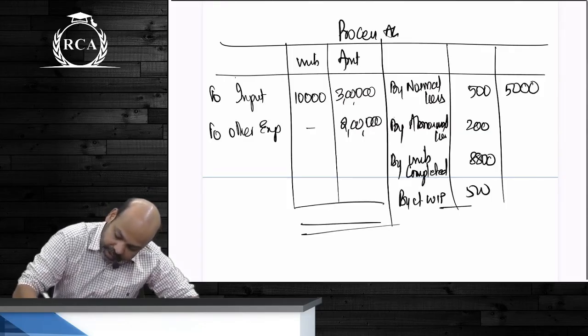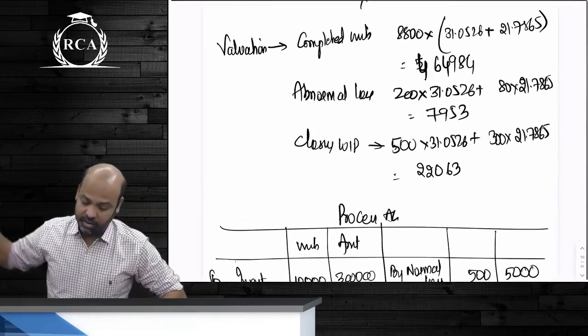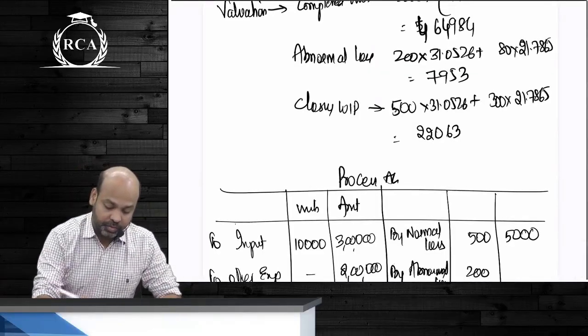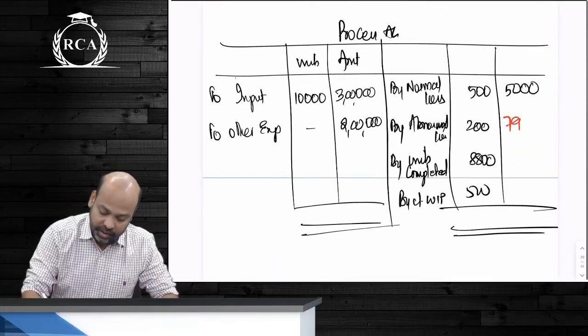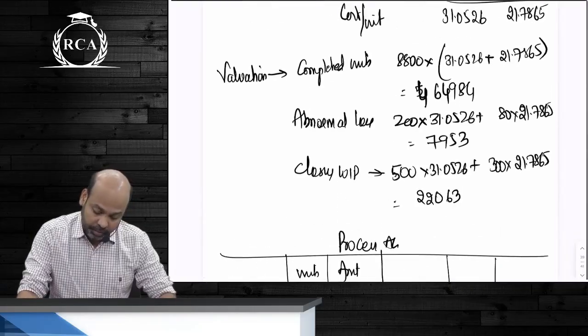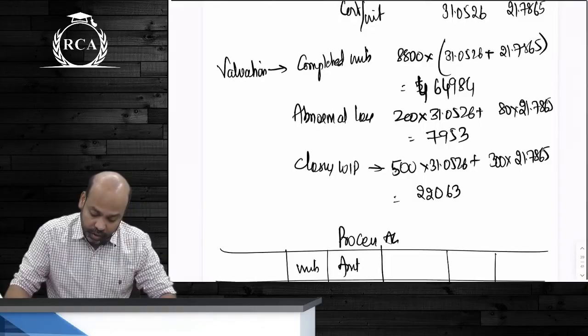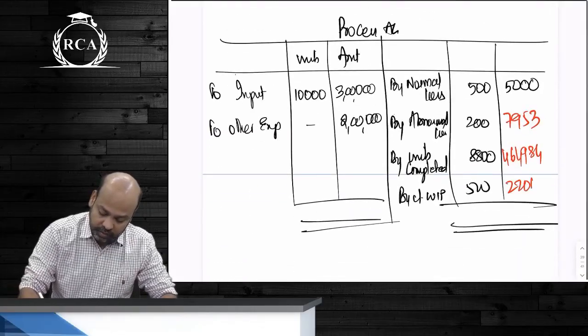We have done the valuation of all these now. Are you understanding or not? We just arrived at what should be the cost of this. Like abnormal loss is 7953, completed units are 464984, and this is 22063.